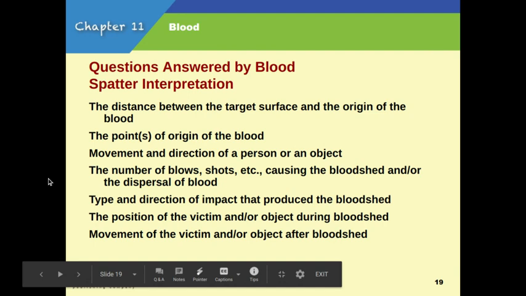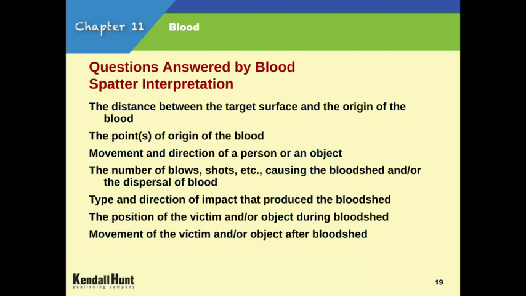Okay, questions that can be answered by interpreting the blood spatter. The distance between the target surface and the origin. Was the person standing? Were they sitting? Did the blood come off the table? All those kinds of things you can tell by the drop. The point of origin: where in the room was the person, or where in the room did that blood come from? The movement or direction of a person. If a person who is dripping blood moves, you can tell the direction they were moving and how fast.